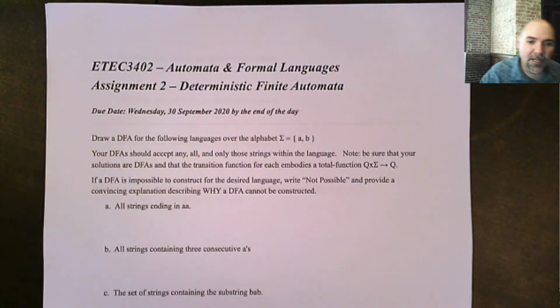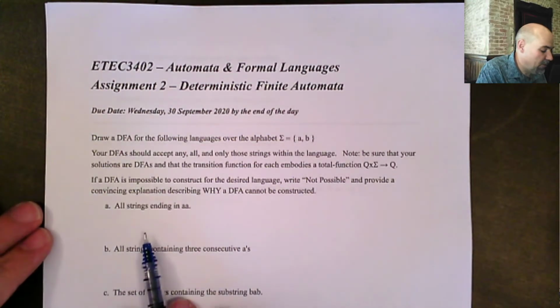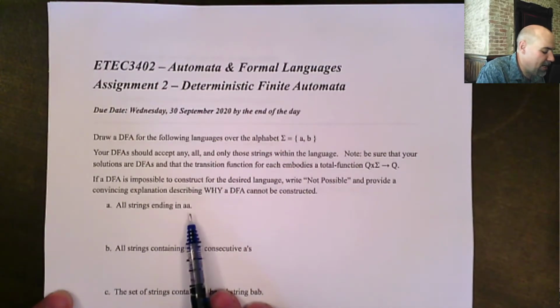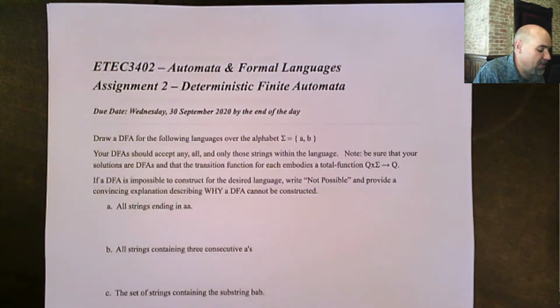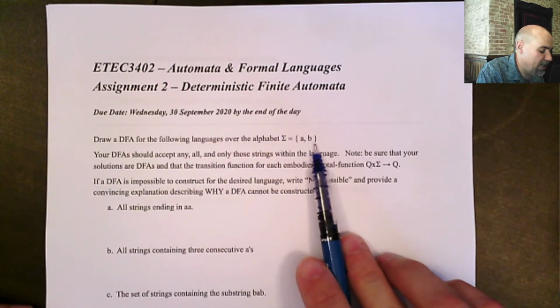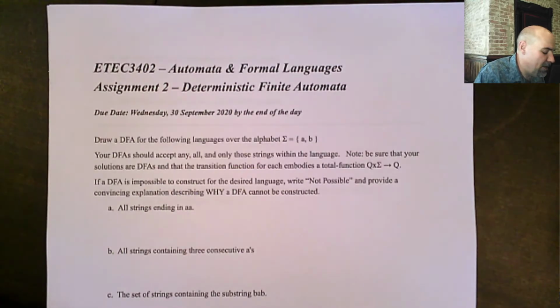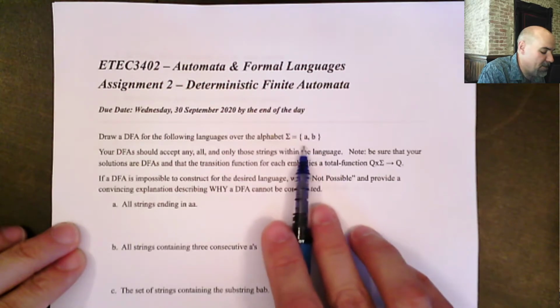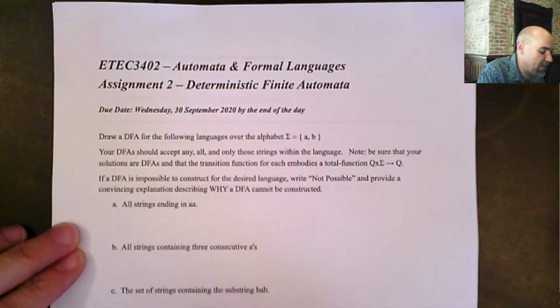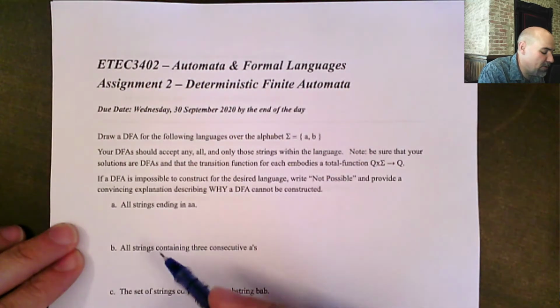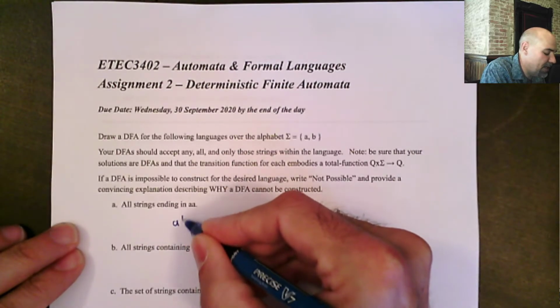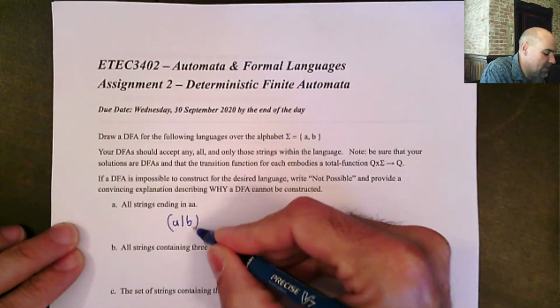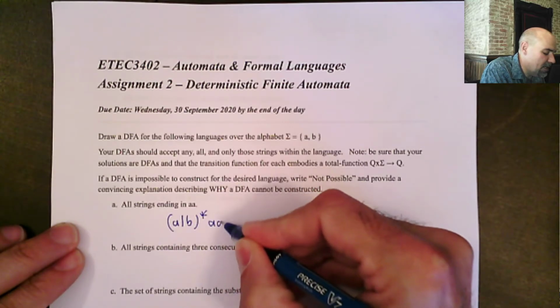Looking at A, you'll notice that it's all strings ending in AA. In other words, all strings entirely composed of A and B, but that end in AA. So here's how you would go about doing that. If we were to look at a regular expression for this, and I'm not asking you to write a regular expression, but if we were to look at one, it'd be something like this: (A or B) star AA.